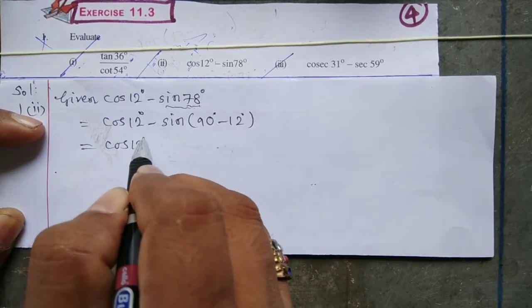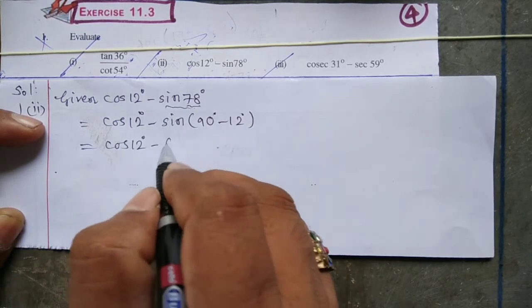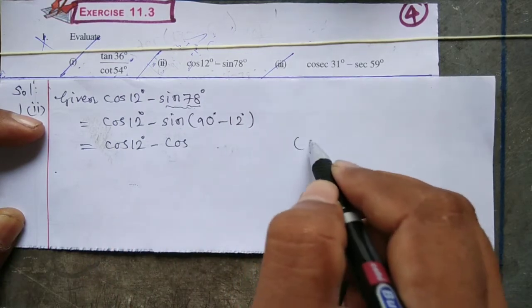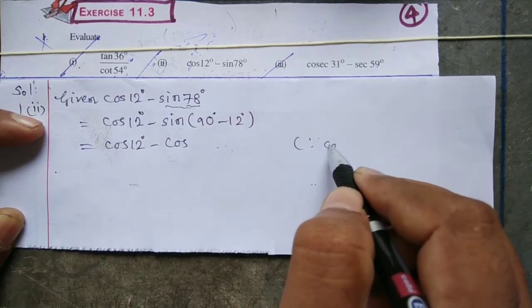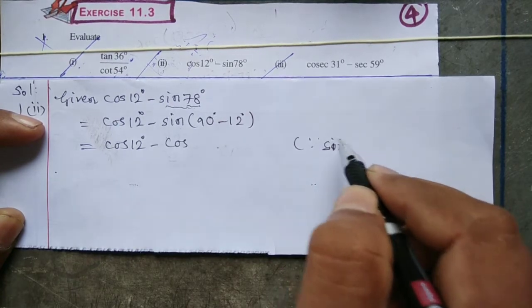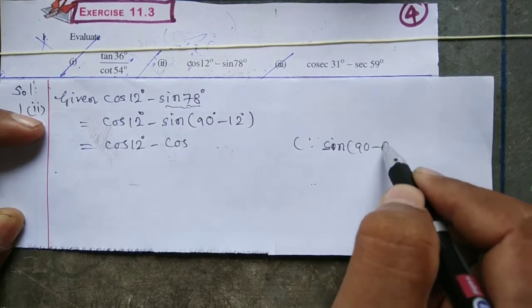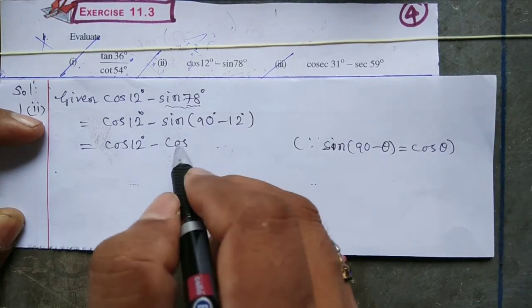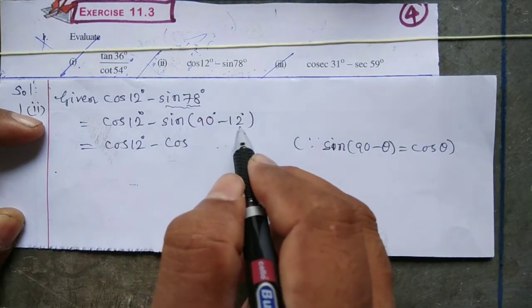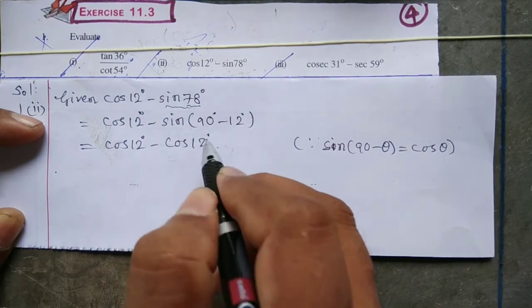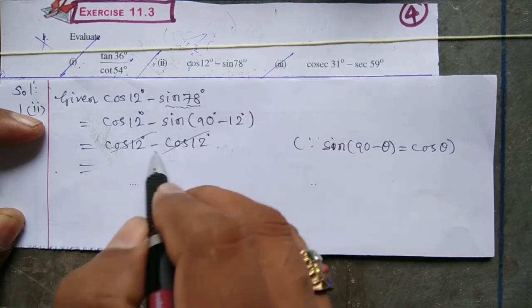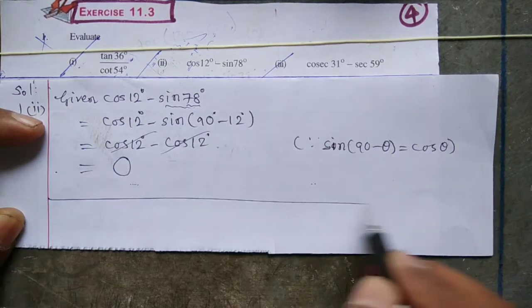Cos 12 degree minus sin 90 minus theta. We know sin 90 minus theta is equal to cos theta. Therefore, sin 90 minus 12 is equal to cos 12. So cos 12 degree minus cos 12 degree is equal to 0.